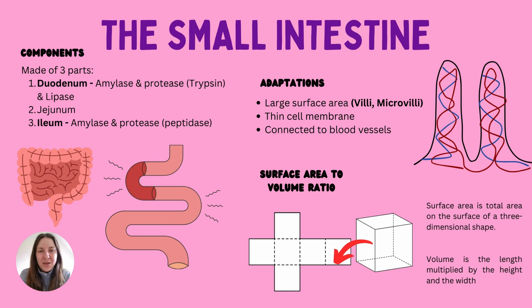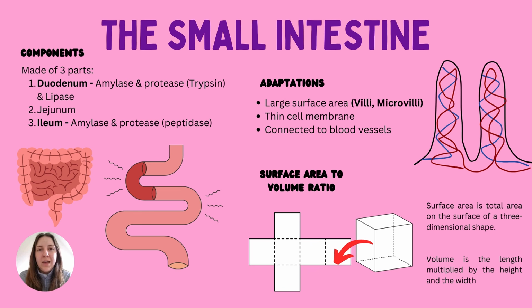The small intestine is made of three different parts. We have the duodenum, the jejunum, and the ileum. The duodenum will produce enzymes such as amylase, which breaks down starch into glucose, protease or trypsin, which breaks down proteins into amino acids, and also lipase, which breaks down lipids into fatty acids and glycerol. The ileum also produces enzymes, so amylase again, but also another protease called peptidase. It's worth being aware of those.